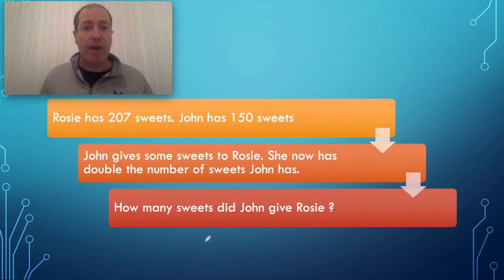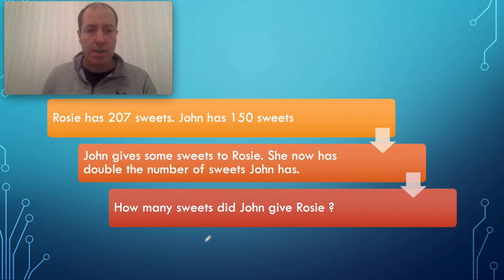Let's move on to the final question, which I believe is the most challenging. So we have 2 children, Rosie and John. Rosie has 207 sweets. John has 150 sweets. I'm sure in your mind you can almost start to imagine what the bar model is going to look like and who's going to have the slightly longer bar. Well, Rosie's going to have the longer bar and John's bar is going to be slightly shorter. We'll see that on the next slide.